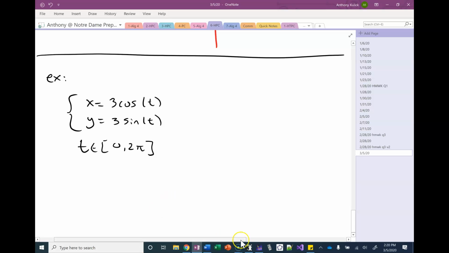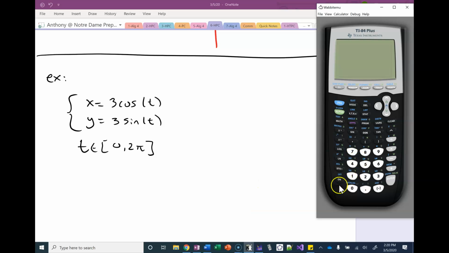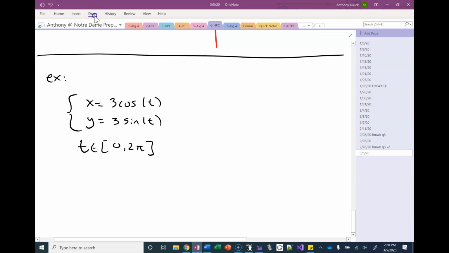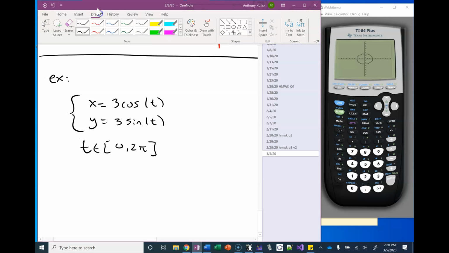So when in doubt, let's look at the graph of this and try to figure out what's going on. Maybe an idea will present itself. So here's my graph. What is the shape of this graph? Circle. Wonderful. Who remembers what the general form equation for a circle is?